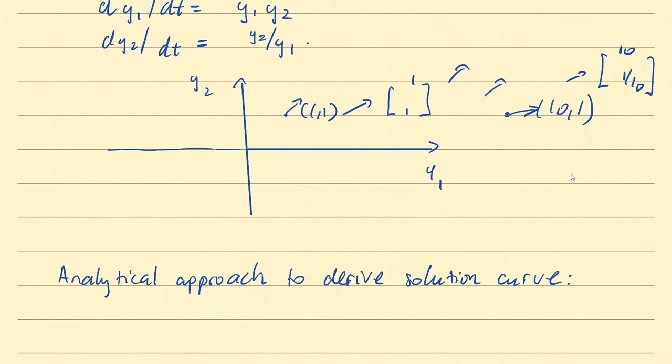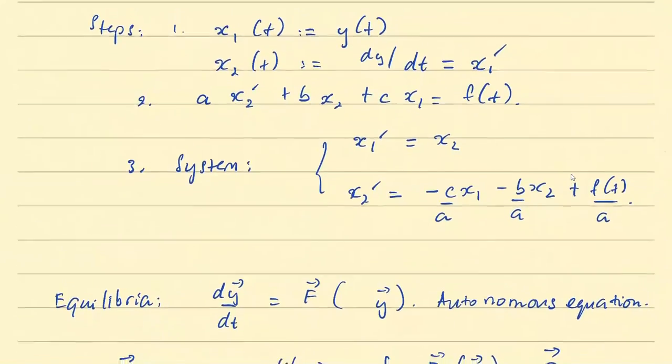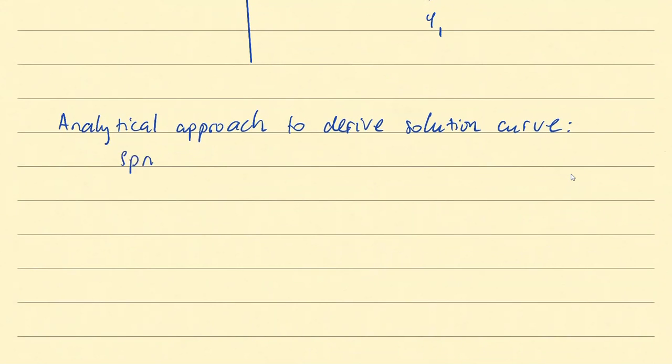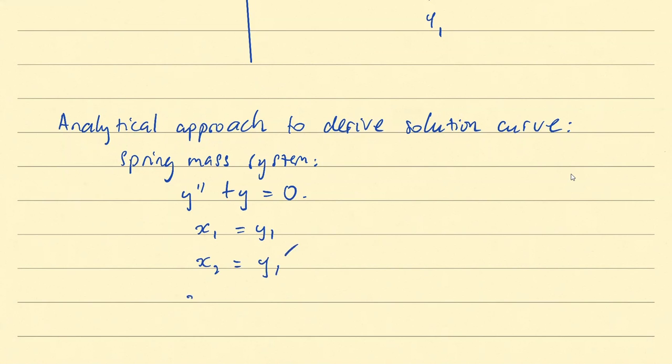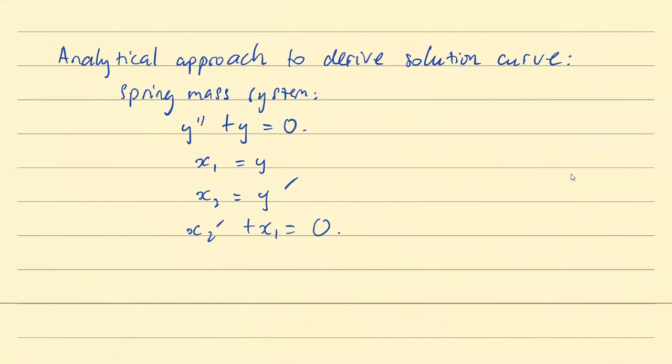Let's look at the equation for the spring mass system as an example, and I'll show you the other one later on. So let's do the spring mass system: y double prime plus y is equal to 0. I just picked an easy value so I don't have to mess around with the arithmetic. So if you check, let's say x1 is y, x2 is y prime, and then I get x2 prime plus x1 is equal to 0.